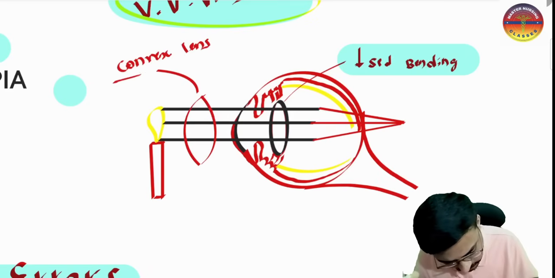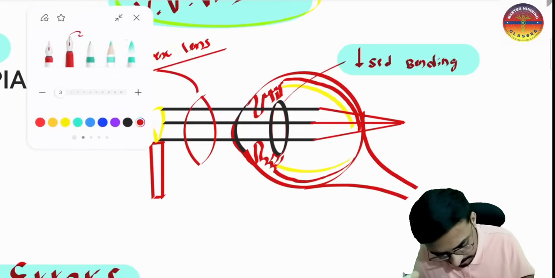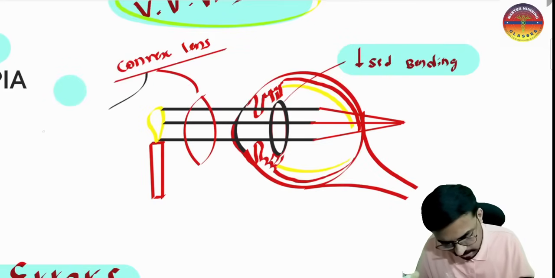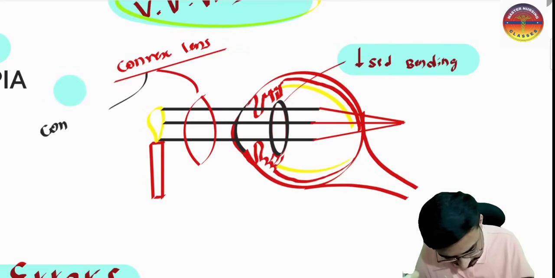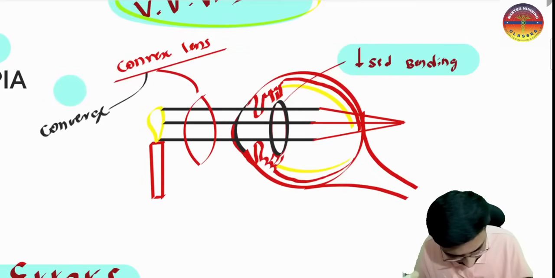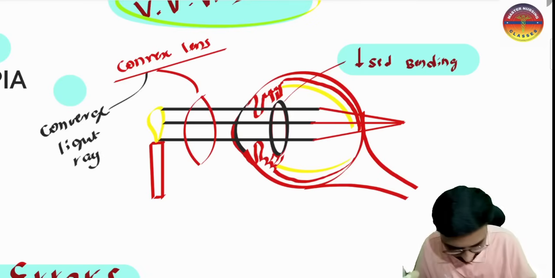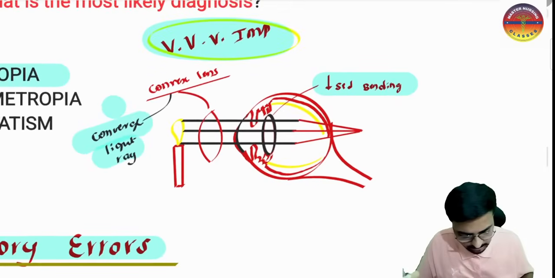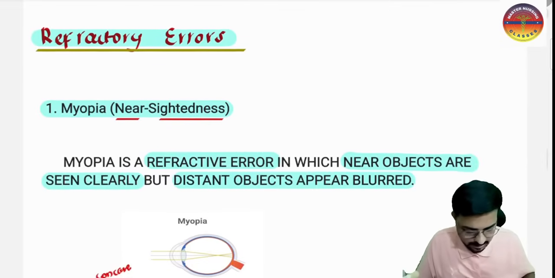So what will this convex lens do? It will bend the light rays on the retina. It will converge the light rays; it will not diverge them. This is very important for the exam. I hope it is very much clear to every one of you, right? Yes, sir.